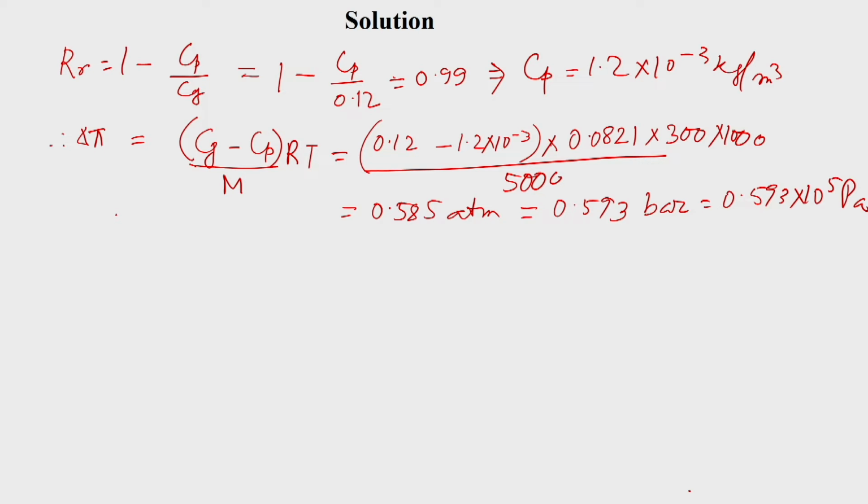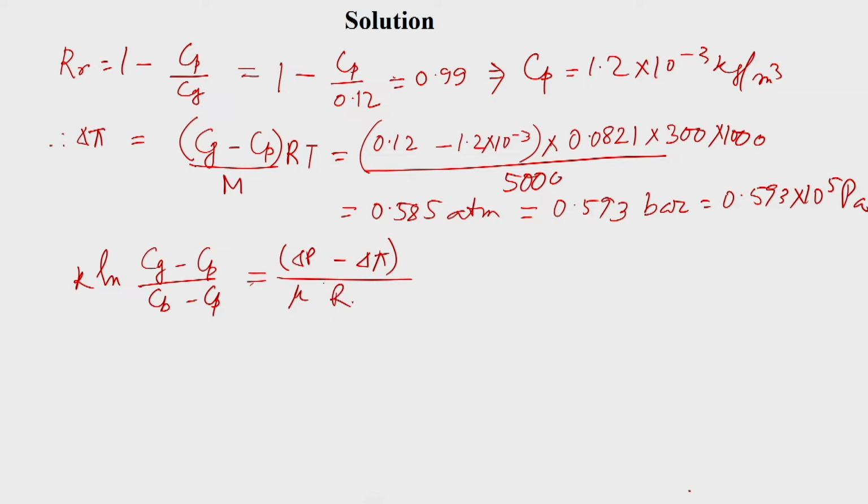Okay. So, we will be putting this in the gel polarization model, that is ln of k, ln of Cg minus Cp by Cb minus Cp, that is equal to delta P minus delta pi by mu into Rm plus Rg. Okay. So, here most of the terms are known except this Rg.